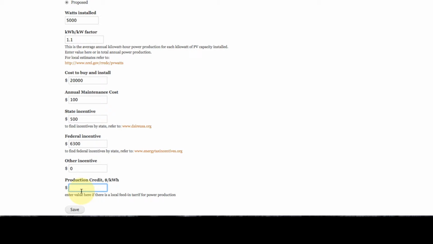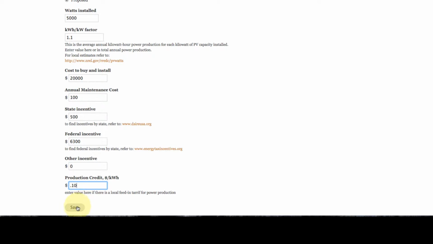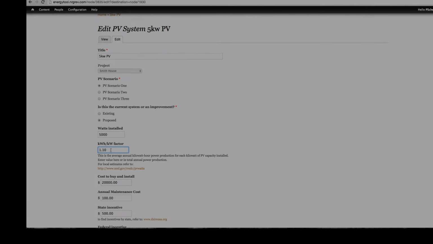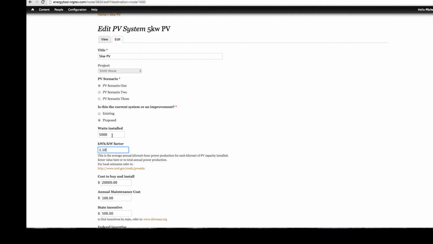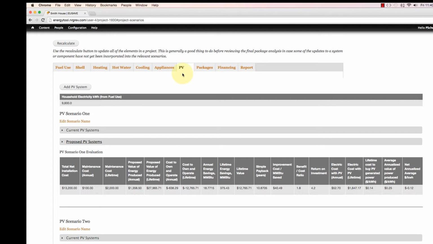You may have a production credit or feed-in tariff. In this case, we'll enter 10 cents for every kilowatt hour produced. Save your system. To model a wind electric system, enter the peak watts here and enter your capacity factor here. We've landed back at the PV page now, where we can take a look at the PV system we just modeled.